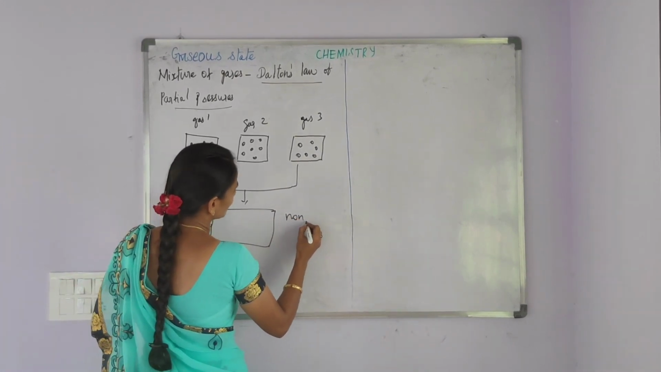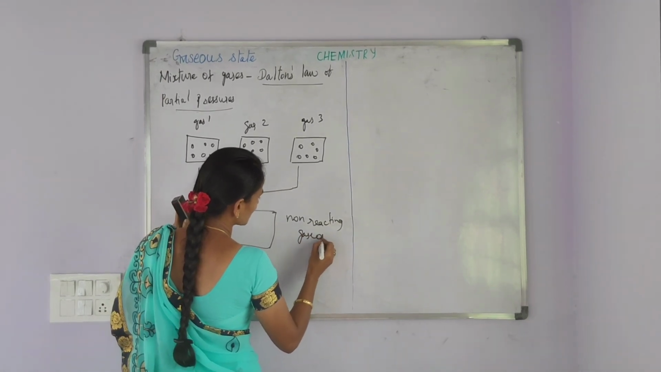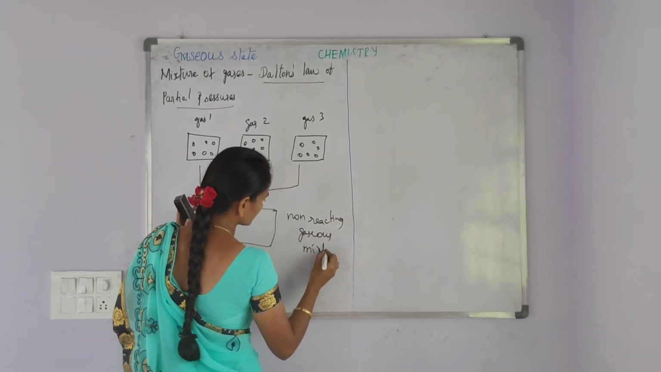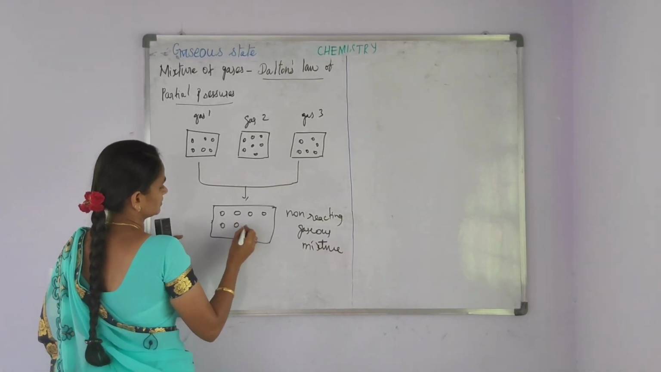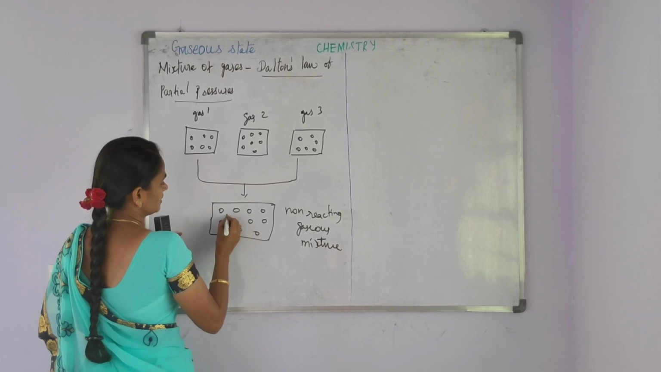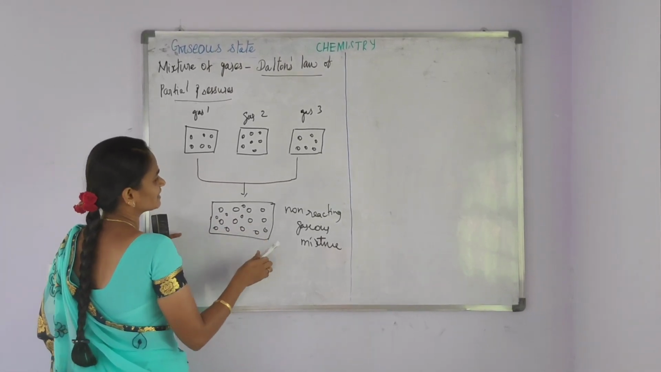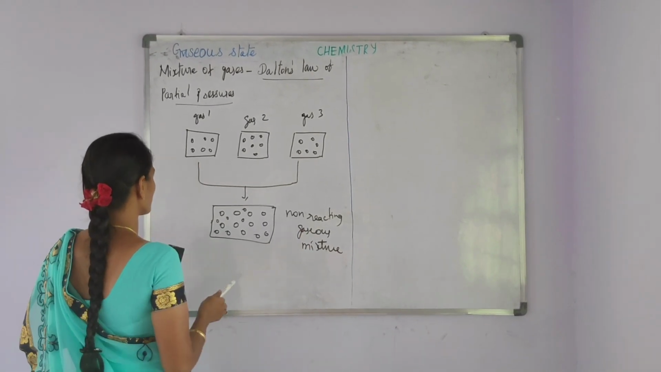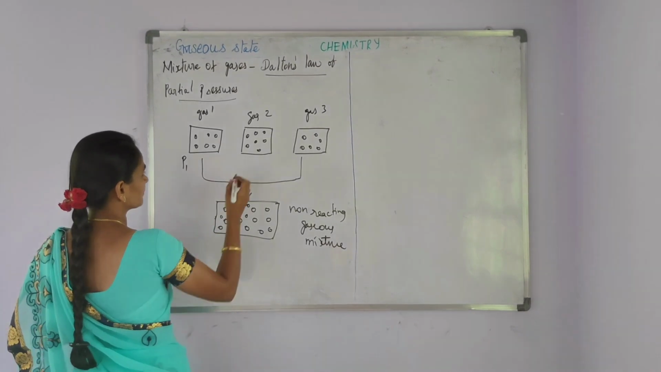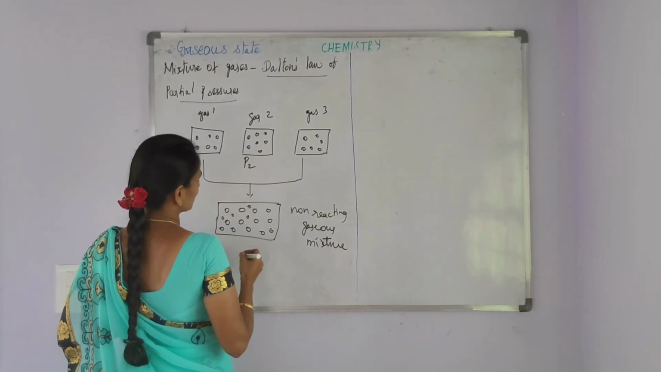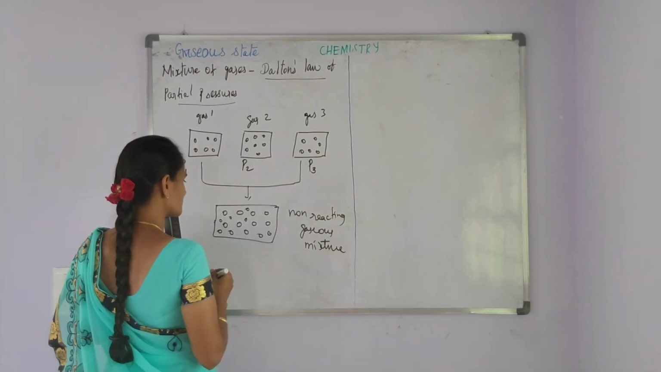We will get a non-reacting gaseous mixture. When the gases of the three containers are combined, we will get a non-reacting gaseous mixture. Gas 1, its pressure is represented as P1. Gas 2, its pressure is represented as P2. Gas 3, its pressure is represented as P3.